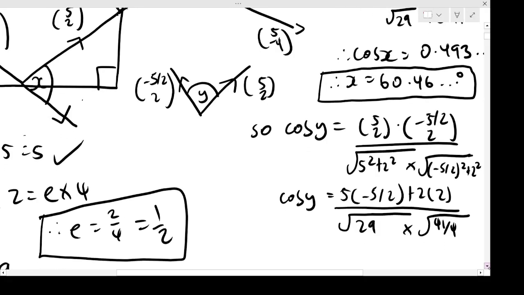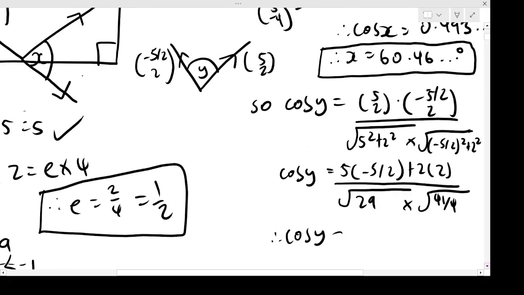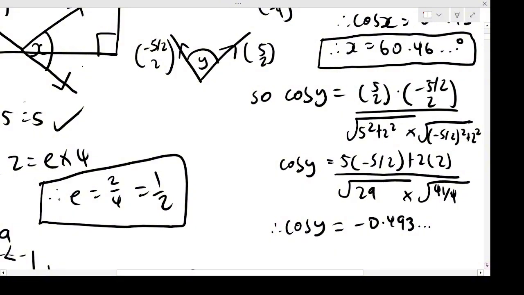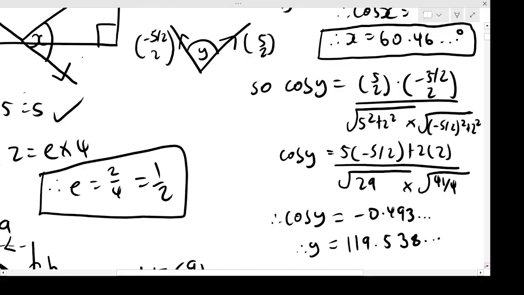And so if I simplify this, I get cos y to be minus 0.493, blah, blah, blah. Hopefully happy with that. And simply, I can do inverse cos lastly to get the angle to be 119.538, blah, blah, blah. So that's my second angle deflection, the angle deflection for the second collision.